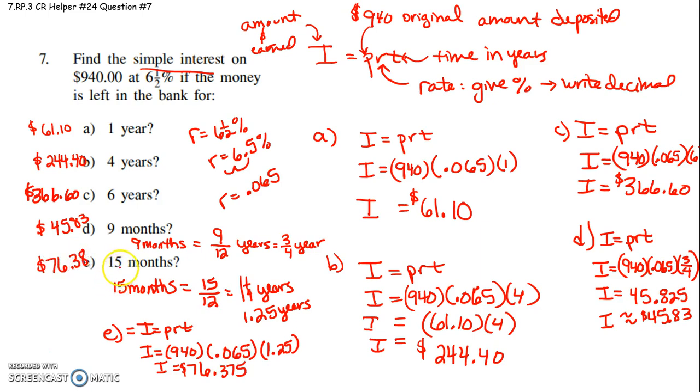$76.38. Really, the key to this is knowing your formula. I equals PRT, knowing I represents the interest you'll earn. P is your original deposit. R is your rate. It will always be given as a percent. Write it as a decimal to use it. And time is measured in years. So if you're given months, convert those months to years before applying the formula. Wow, hope that helps.